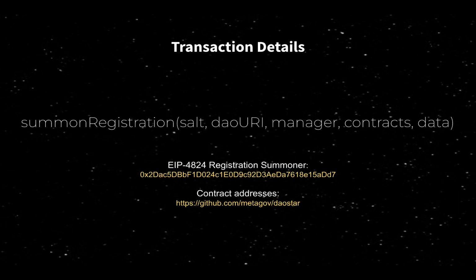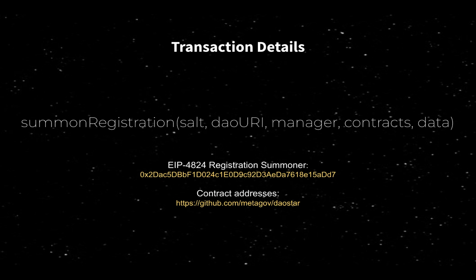So we are going to be publishing, or writing, your DAO URI on chain, and it's actually a very simple contract registration. All you need to do is interact with this contract called EIP 4824 registration summoner. Its address is this on the Ethereum blockchain. It is also deployed on other chains, and you can find those contract addresses on our GitHub.